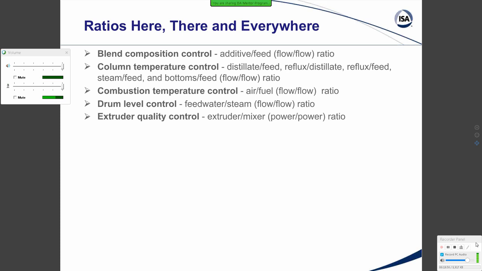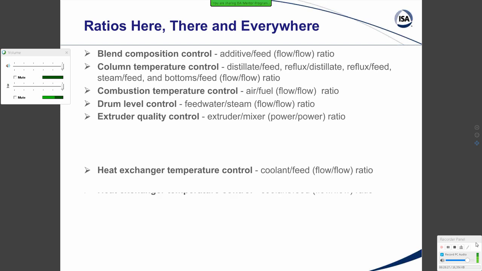We have extruder quality control. And here, I don't know how much this is done in practice, but at least in the literature, as published by people in the industry saying what needs to be done, they talk about a ratio of extruder power to mixer power being maintained as being most indicative of what you need to be doing on a preemptive basis to maintain quality, particularly as it relates to the product that comes out of the extruder and then maybe even out of the sheet line downstream.